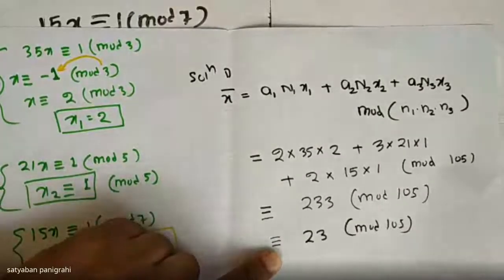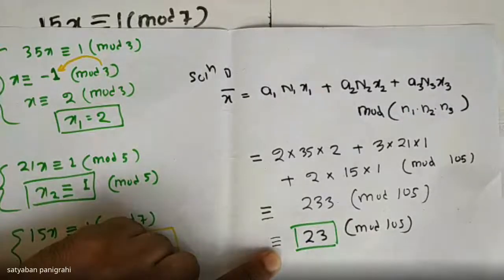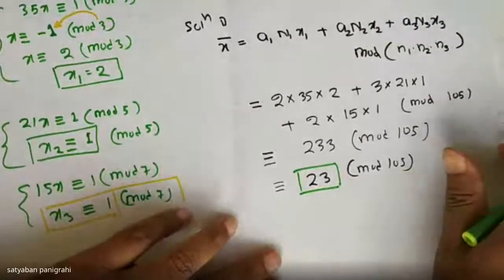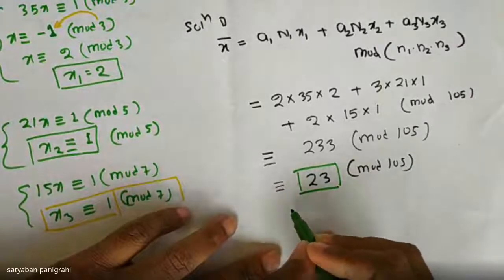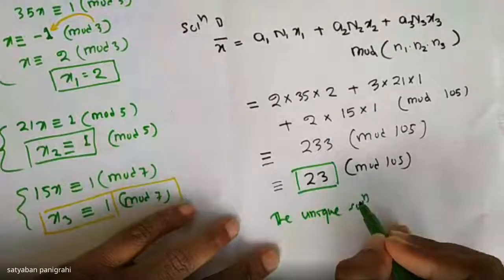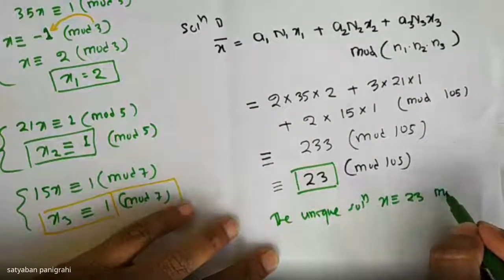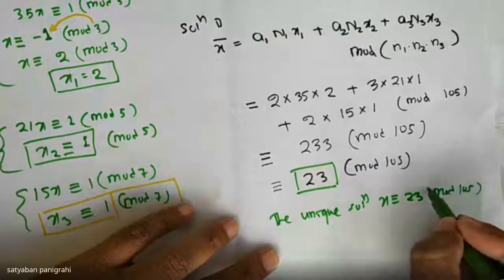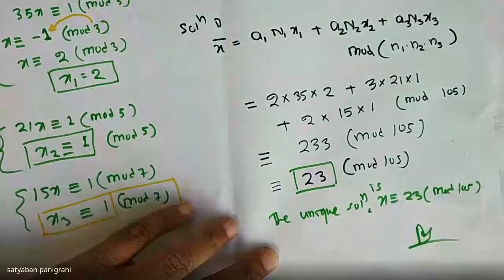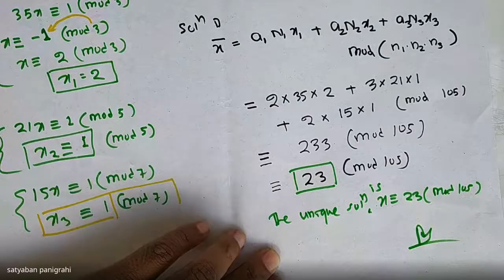That means now we have got the solution. We simply write that the unique solution is x congruent to 23 mod 105. The unique solution is this much. Right? Or is there any doubt?